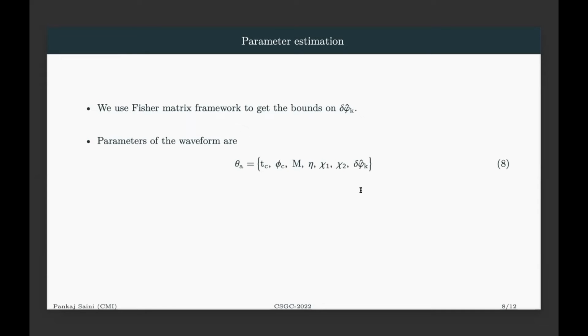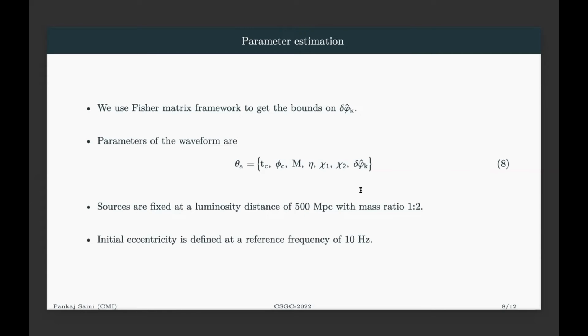And if we try to simultaneously vary all the deviation coefficients at one time, then it will lead to uninformative bounds on these deviation coefficients due to various correlations and degeneracies present among different parameters and the deviation coefficients. So all our sources are fixed at a distance of 500 megaparsec, and the mass ratio is set to be 1:2, and the initial eccentricity is defined at a reference frequency of 10 Hertz. So we want to quantify the effect of orbital eccentricity on these deviation coefficients by comparing the systematic biases and the statistical errors.